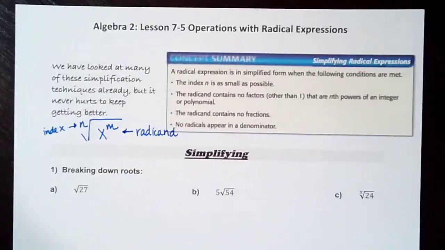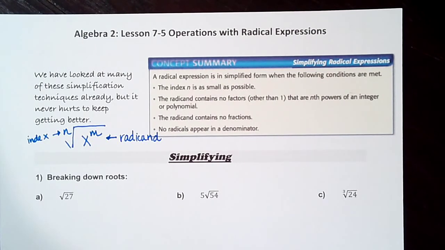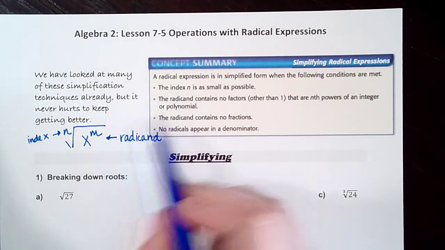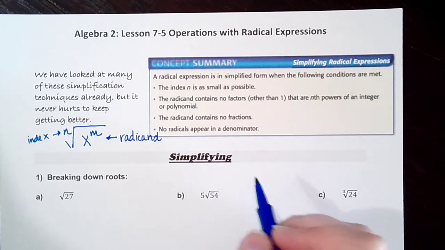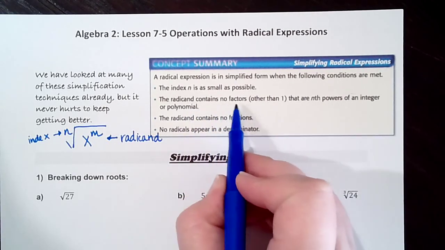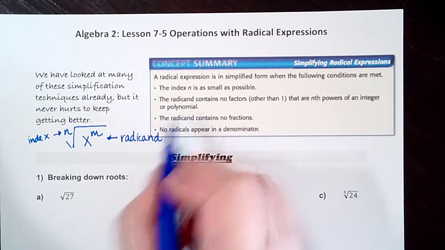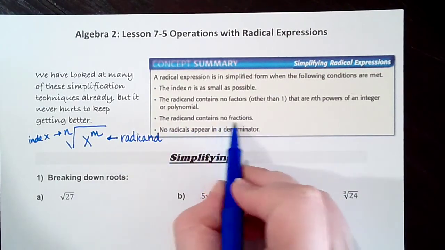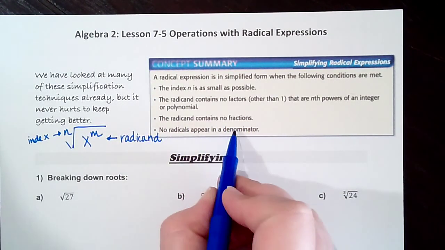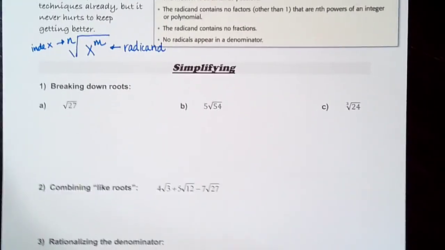And we've already talked a lot about radicals, but I don't know if we've specifically put these terms to them. So when I'm talking in this video, I'm going to be using the math language, and we need to be aware of that. So, knowing this, the index is as small as possible. We want to make the radical as small as possible. The radicand contains no factors other than one that are nth powers of an integer or polynomial. So essentially, we want the radicand to be as small as possible. It can't contain any fractions, and we don't want any radicals in the denominator. That's pretty standard stuff. So let's see what this looks like.